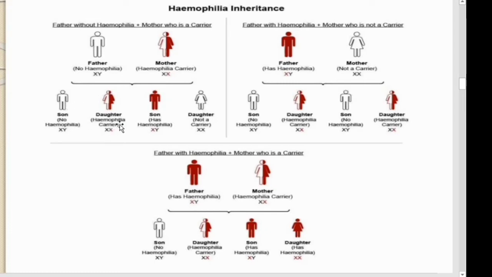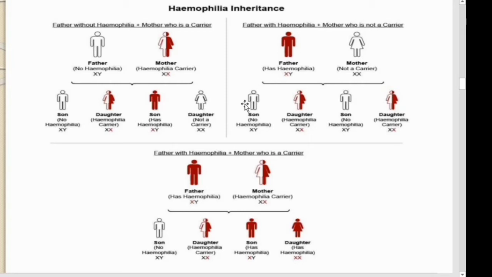And in the case of the daughter, she will receive the defective X chromosome from her mother and the healthy X chromosome from her father, so she will act as a carrier for hemophilia. And in the case of the second son, he will be completely hemophilic because he will receive the Y chromosome from his father and the defective X chromosome from his mother. And in the case of the fourth child, a daughter, she will be non-hemophilic and also a non-carrier because she will receive the healthy X chromosome from her mother and the X chromosome from her father.